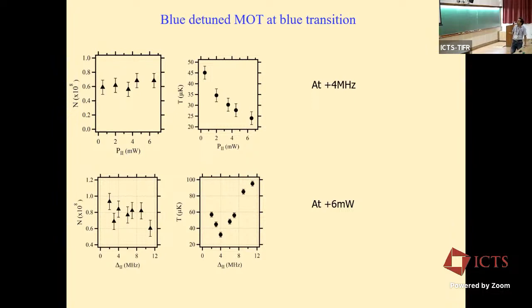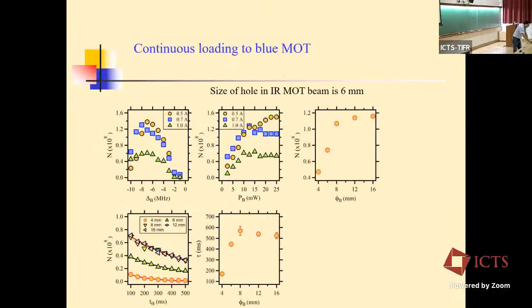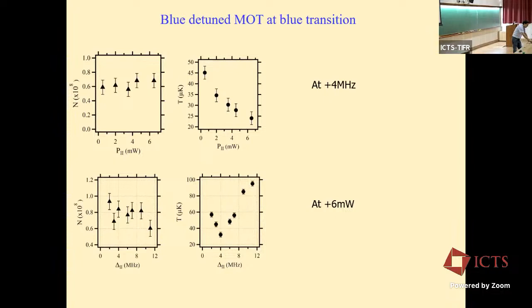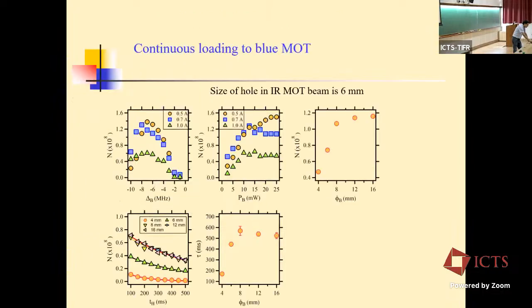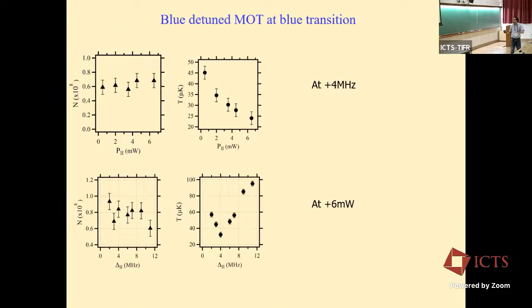The optimum blue detuning for the blue detuned blue transition MOT was plus 4 megahertz, and the typical power is 6 milliwatt. We cannot go more than 6 milliwatt; we don't have enough power. So this is what I can conclude here, that we are seeing the effect of the cooling even at the type 1 transition with blue detuning.